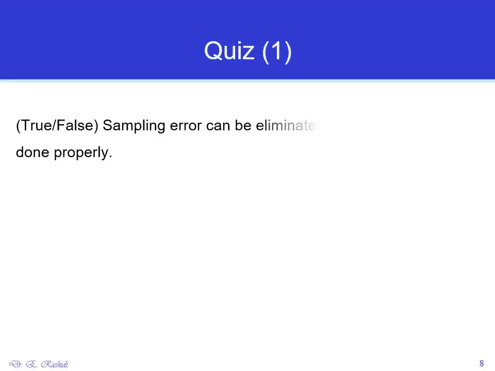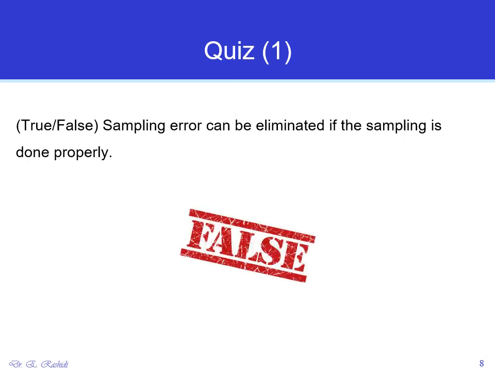Let's do a quiz now. True or false question. Sampling error can be eliminated if the sampling is done properly. What do you think? True or false? Well, this is false because the sampling method doesn't really matter here. The sampling error cannot be really eliminated. It can be reduced, but it cannot be eliminated. For example, you can decrease the sampling error by increasing the size of the sample.